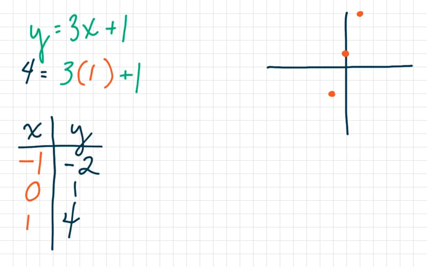So in this function, I created 3 ordered pairs. By plugging in the input, I plugged in some x values and found some y values. I'm going to connect these because in an equation, it's continuous, so any number I could have picked for x. And so this creates a line.